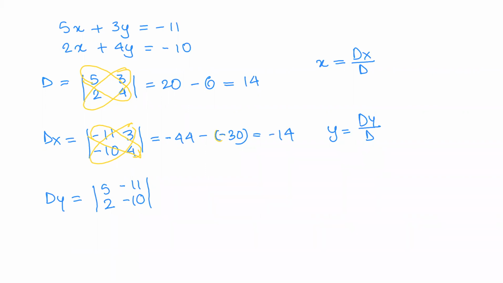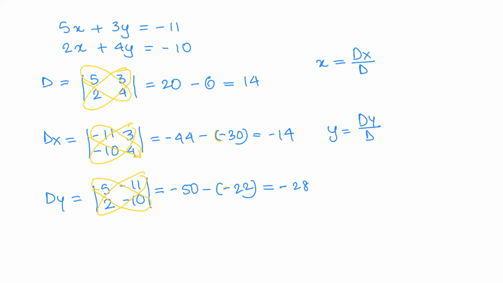It's very simple. चलो अभी सिर्फ dy रह गया है बस. What again? Difference of cross products. So we have 5 times -10, which comes to -50. Minus 2 times -11, which is -22. It's -20, and if you work this out, we get -28.